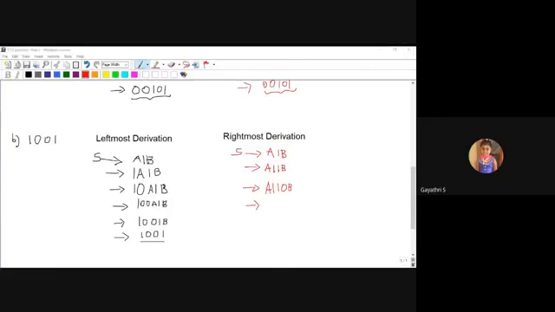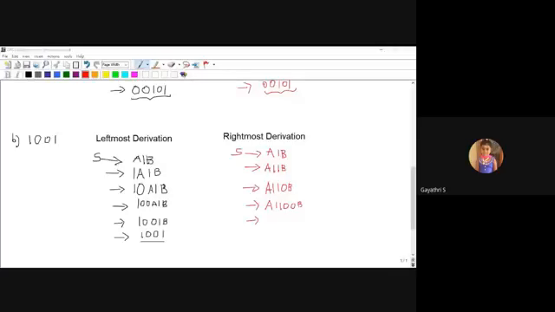For B, 0B. For B, that's wrong. It's coming wrong.